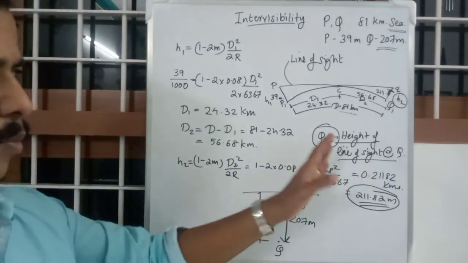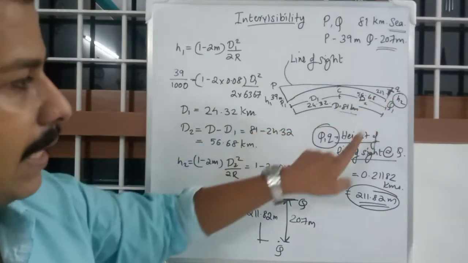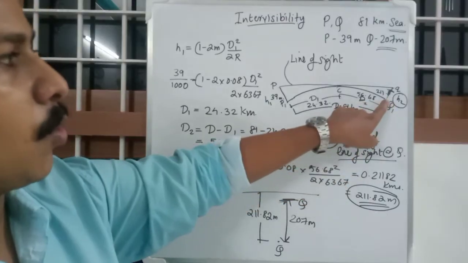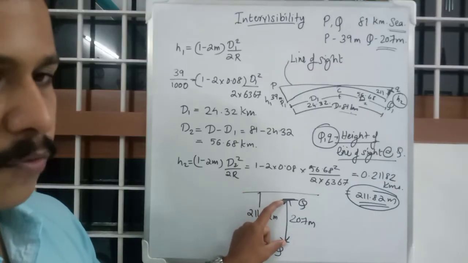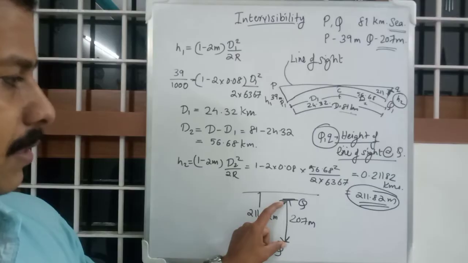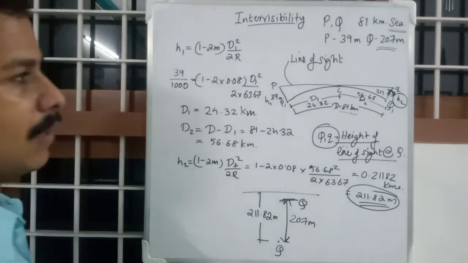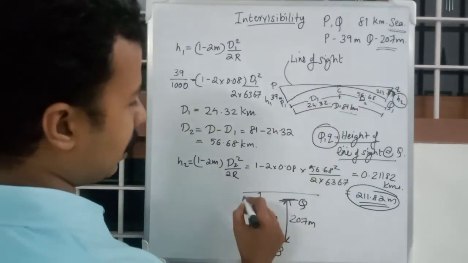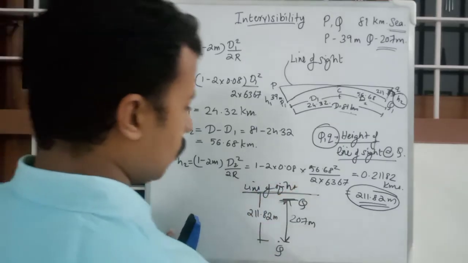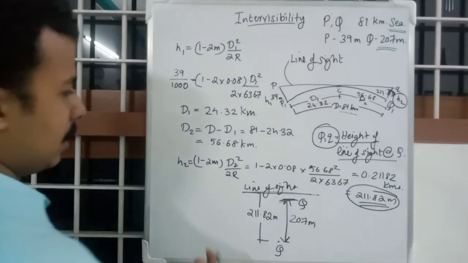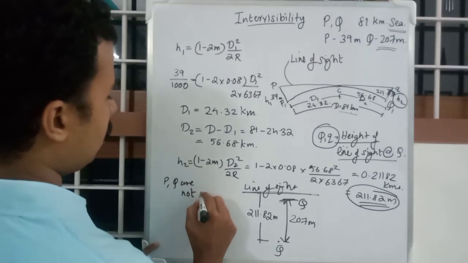This point is the most important. Q is 207. As the height of line of sight, Q1, is bigger than the height of signal 207, the actual signal Q will be below the height of line of sight. So the inference is both P and Q are not intervisible.